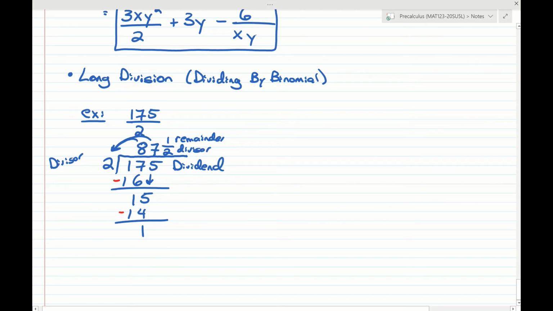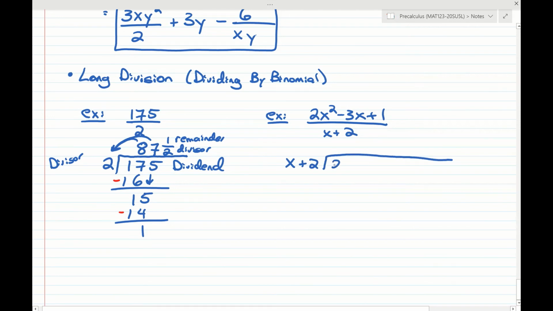Okay, so let's take a look at what that looks like with algebra. So what if we were doing 2x squared minus 3x plus 1 divided by x plus 2? Well, we'll write the divisor. We'll write our dividend. And what we're going to do is figure out x times what gives us 2x squared, just like we did over here. 2 times what gives us 17? Well, x times 2x gives us 2x squared. It's the same thing as before.